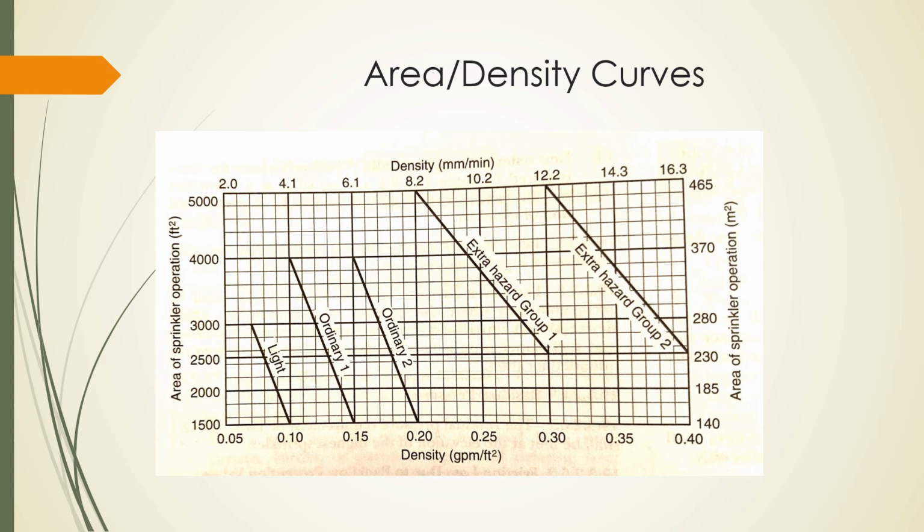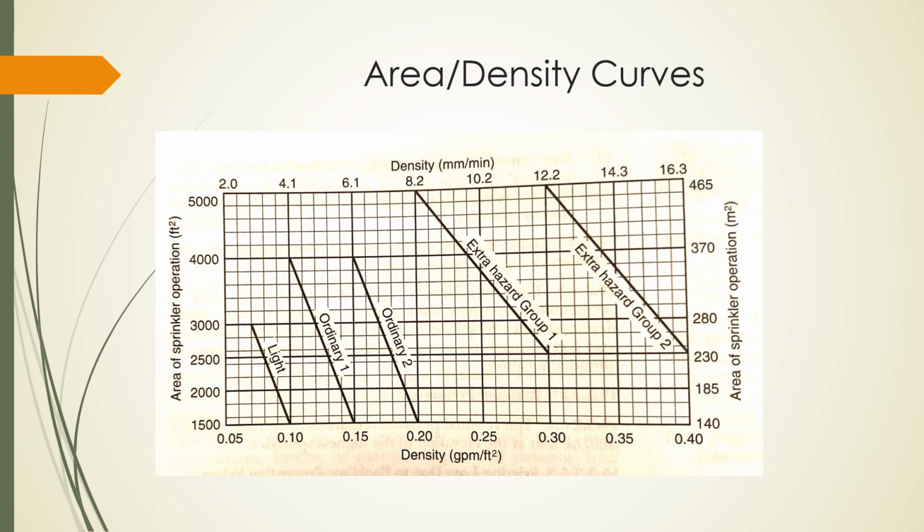And for the ordinary hazard group 1, it has this line that extends from the bottom of 0.15, and if you draw across to the y-axis, it's 1,500. And up at the top, it would be 0.1 at 4,000. What that curve does is it allows you, as the designer, to choose anywhere along that curve for your design criteria. So for instance, you could choose 3,000 square feet, 2,500, et cetera.